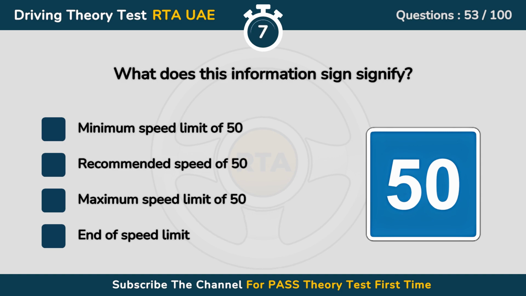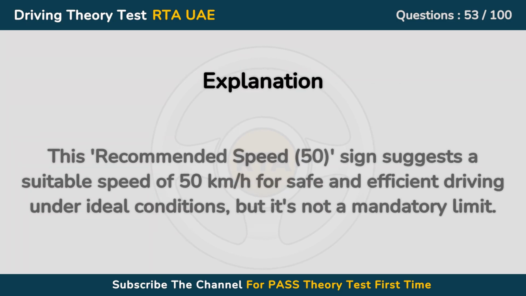Question 58. When is it permissible to overtake another vehicle on the right side? A. Only if the vehicle on the left is slow. B. Only if the vehicle ahead is signaling a left turn. C. Whenever there are multiple lanes. D. Never.